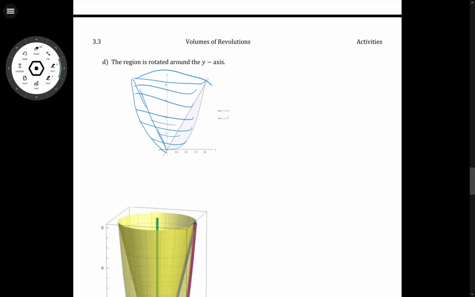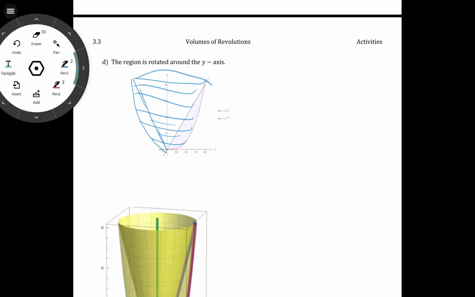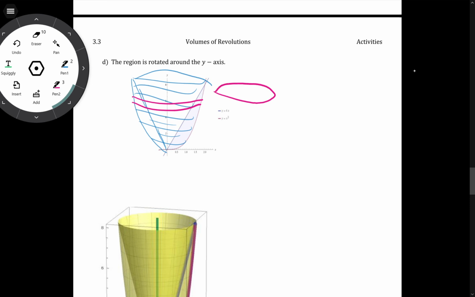So our slices, my colors will switch, there we go, are going to be horizontal this time. And there is a hole. There's a hole anytime your region doesn't touch the axis of revolution. So at the bottom, notice our region finally touches the axis of revolution. So this one holds water. There, right at the very bottom, there actually isn't a hollow in the middle. But everywhere else, the region doesn't touch. There will be a washer. Okay, so this is going to be a delta y since we're slicing the other way.